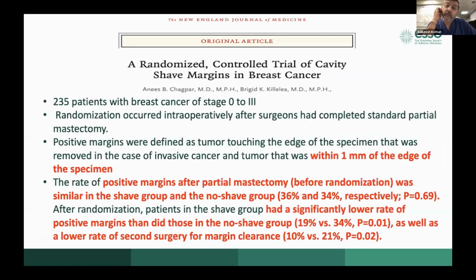The way you can reduce your re-excision rates is a simple re-excision of cavity margins. This is a randomized controlled trial done by Anish Chakpar and her team, and they used 1 millimeter as the cutoff for re-excision or an involved margin definition. What they found was that if you re-excise all 4 radial margins at the time of surgery, you would reduce your re-excision rates by 50%.